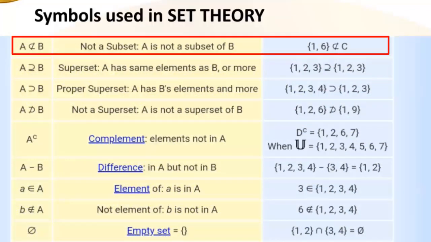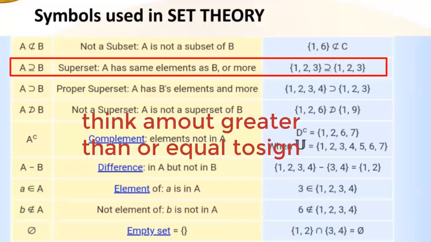And now the next one we have here is A is not a subset of B. So whenever you have the sign cancelled, it means it's not a subset of B. As you can see, 1 and 6 are not a subset of C.